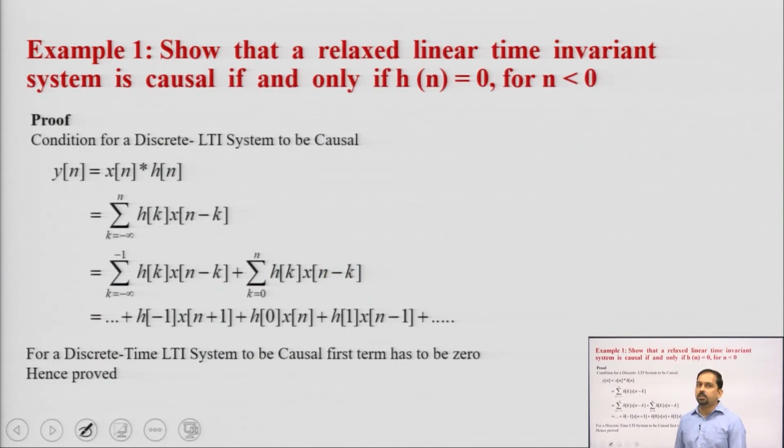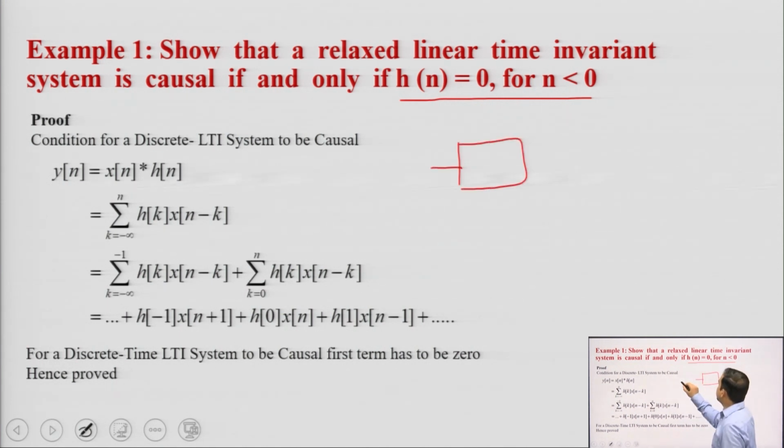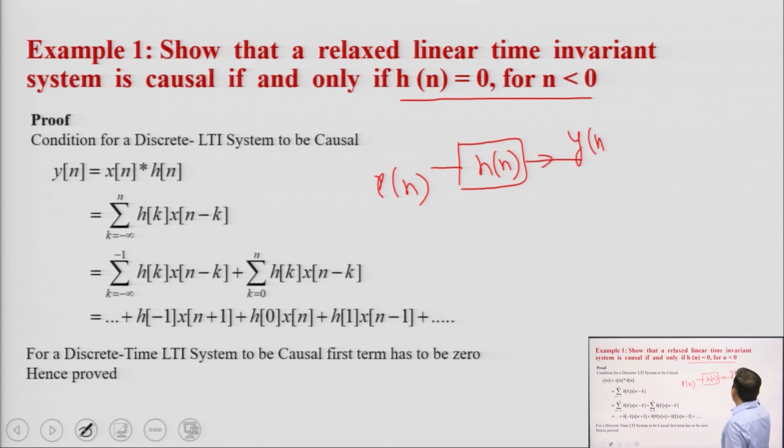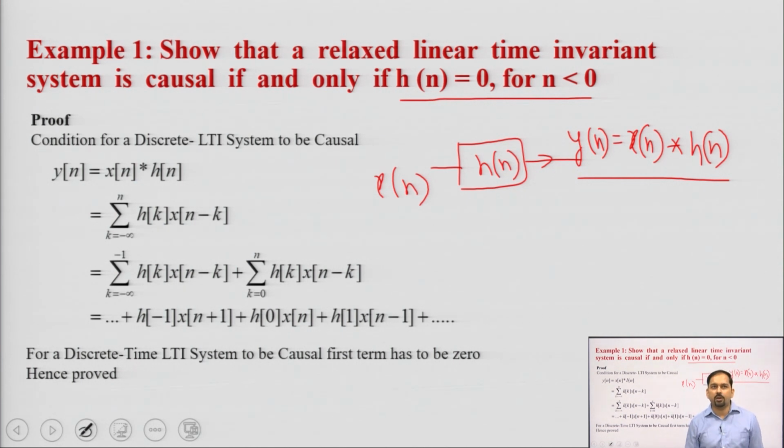The first question: show that a relaxed LTI system is causal if h[n] equals 0 for all n less than 0. How can we prove this property? We are aware that for an LTI system, if x[n] is the input and h[n] is the impulse response, then the output y[n] can be given as x[n] convolved with h[n]. These are the basic concepts of signals and systems, which we are already aware of. So, y[n] equals x[n] convolved with h[n].